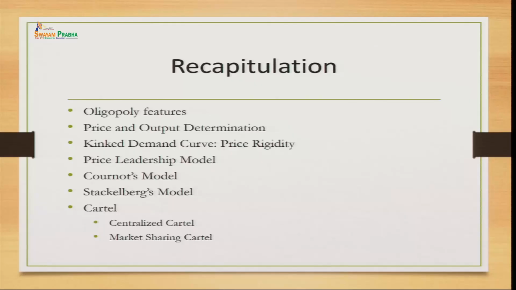Then we talked about the Cournot model. Augustin Cournot gave this model, and it explained that usually we consider this model in the case of duopoly, when there are two firms, and there are certain assumptions for the understanding of this model which we discussed in our last lecture.